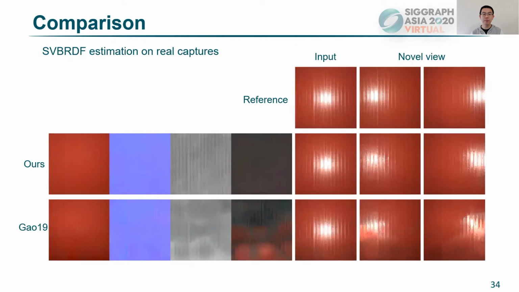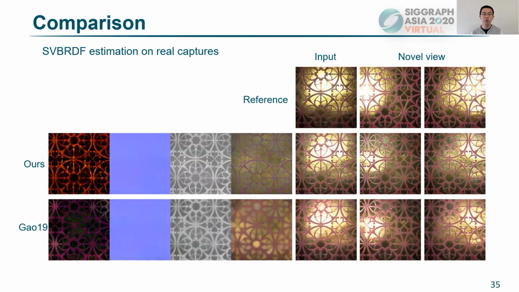Here we reconstruct SVBRDF maps from 7 inputs and compare the resulting maps and images rendered under 2 novel views. Since we are all doing optimization, both of our re-renderings can match input images. However, Zhao's method brings artifacts in the novel view renderings, since it lacks global regularization on the maps. For a more challenging case, our method can preserve both global consistency and local details, which makes SVBRDF maps more natural and useful.